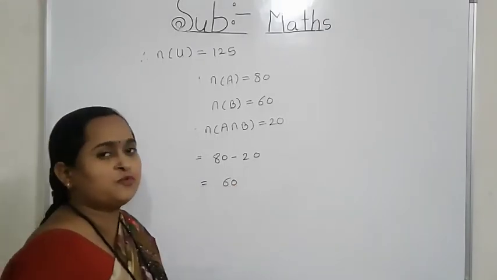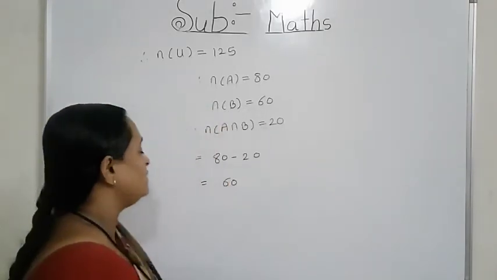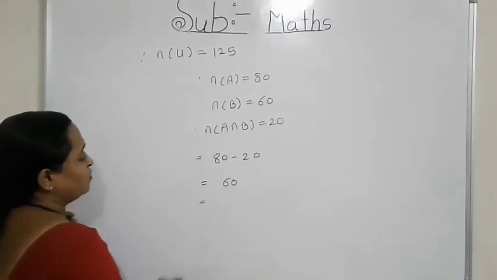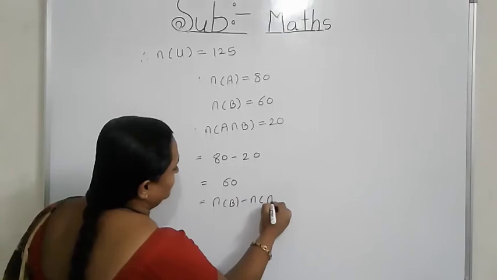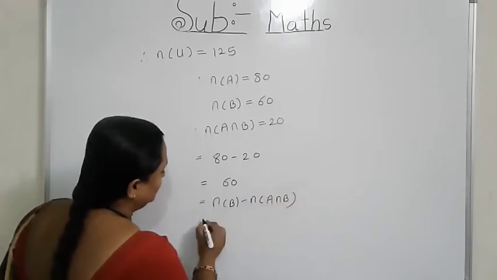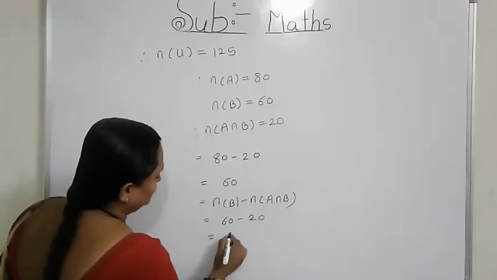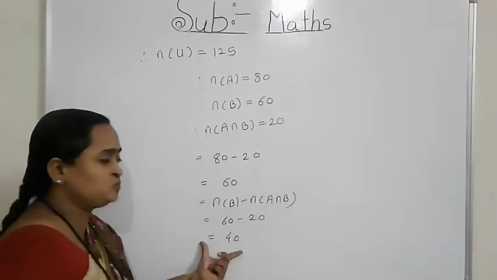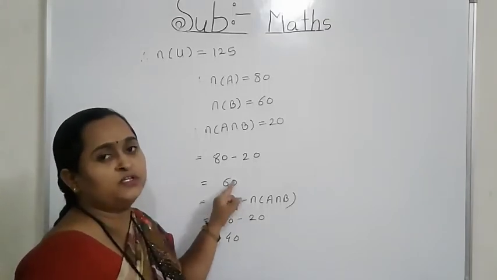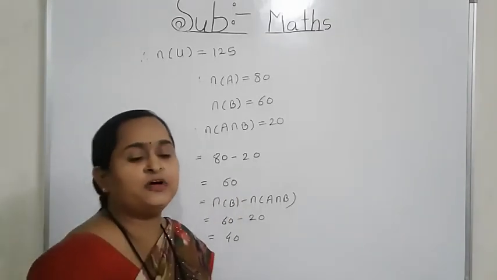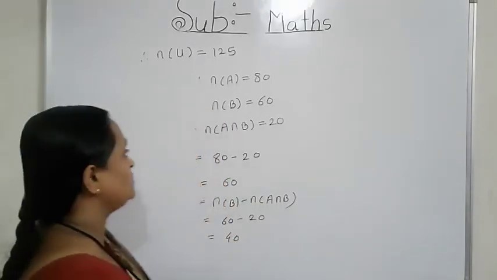Now afterwards, suppose you have to find out the number of students who drink only coffee. Then the number of students who drink only coffee is equal to n of B minus n of A intersection B. Now n of B is 60 minus 20, 40 are there. Means 40 students drink only coffee and 60 students drink only tea. Now this example we can explain by using Venn diagram also. Now see the Venn diagram of this example.